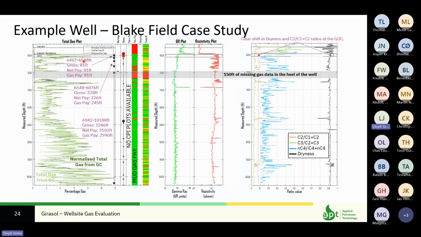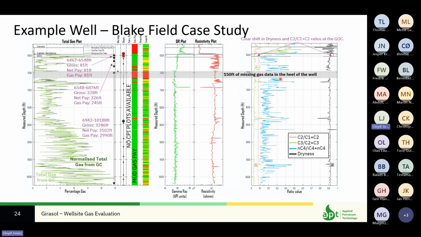comparable. In the upper section, between 6,467 feet and 6,548 feet, again, this is hydrocarbon bearing based on the wellsite gas data, and hydrocarbon bearing in the petrophysical data as well. It's only this middle zone, between 6,548 and 6,876, which incorporates this casing point in the heel of the well, where we start to see a mismatch between the predicted pay from the gas data and the modeled pay in the petrophysical workflow.